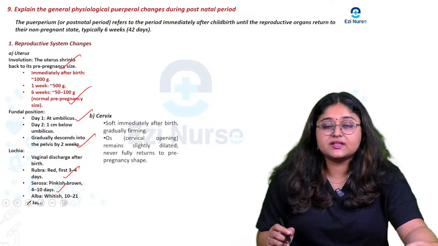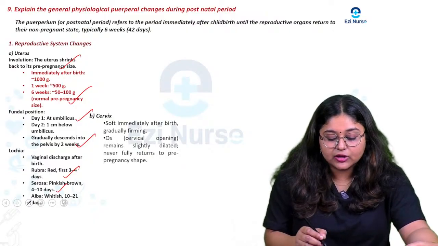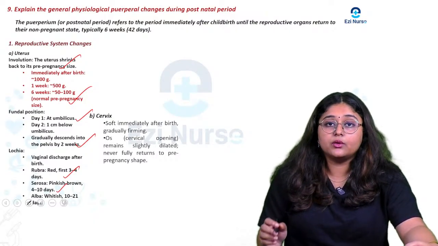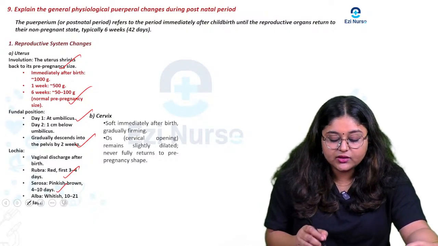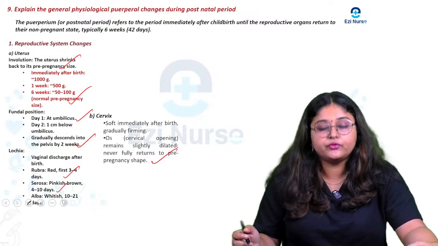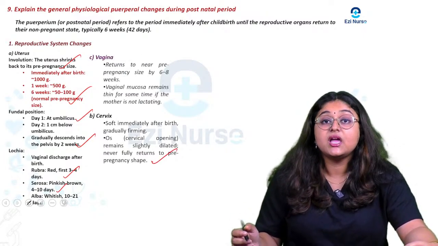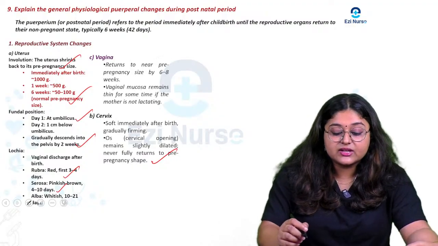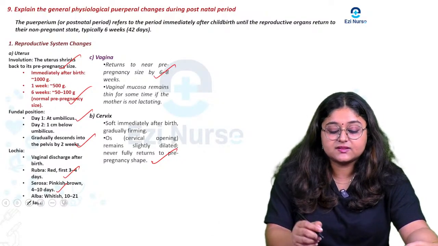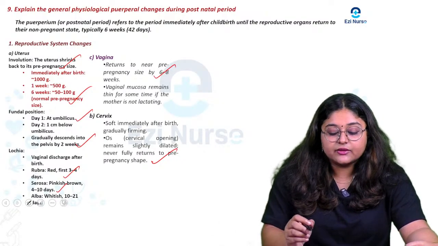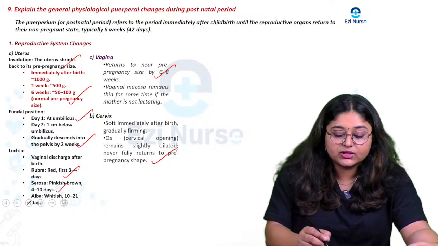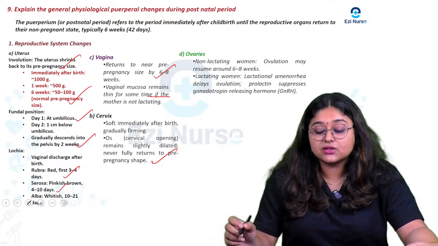Now come to the cervix. It is very soft immediately after birth, gradually reforming, and the cervical opening remains slightly dilated and never fully returns to the pre-pregnancy stage. Now come to the vagina. The vagina returns to near the pre-pregnancy stage by 6 to 8 weeks, and the vaginal mucosa remains thin for some time if the mother is lactating.